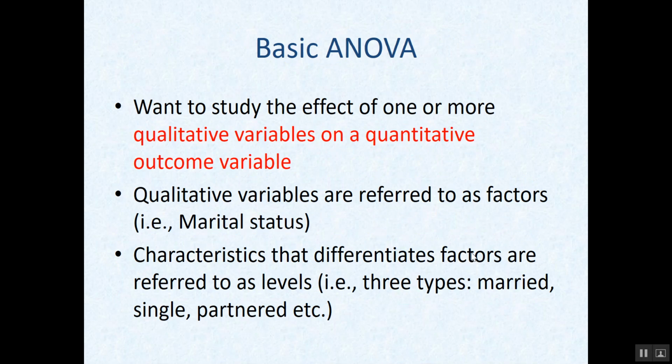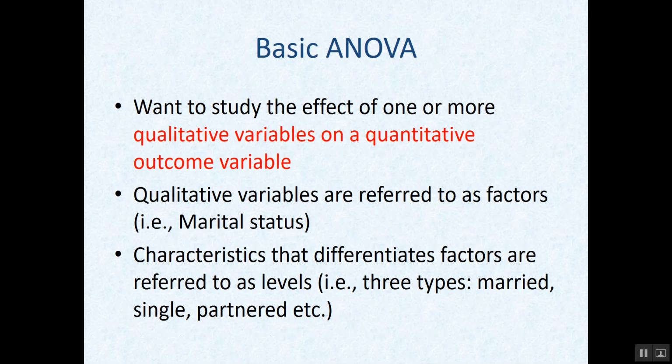So some of the basics of ANOVA that you need to know. It wants to study the effect of one or more qualitative variables on a quantitative outcome variable. Okay. So a qualitative variable here can be any kind of factor, for example marital status or education background or which batch they are from. So these are all qualitative variables. Okay. But you are going to measure how effective they are based on the significance value. That is why you look at the ANOVA value.